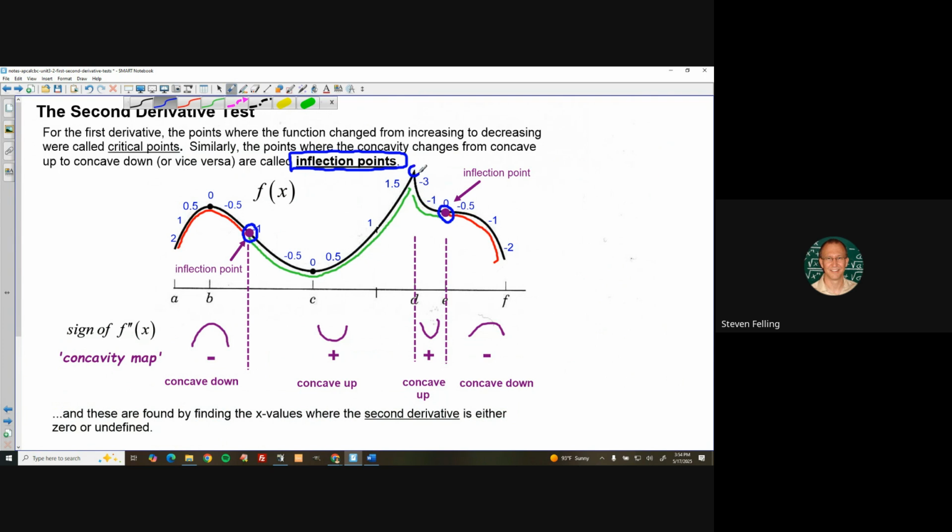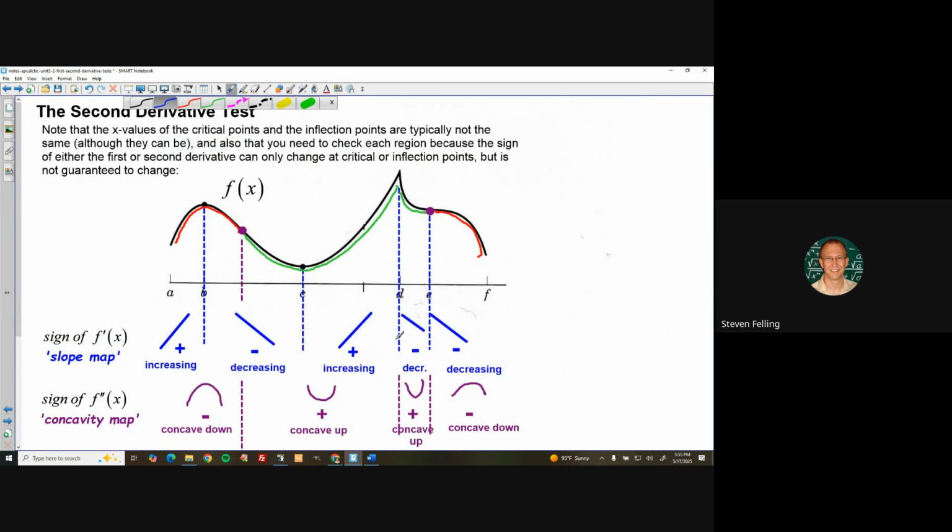This point, while it's a critical point, is not an inflection point because the curvature was concave up on this side and is still concave up on this side. So below a curve here, we could look at the signs of the second derivative and make what we might call a concavity map. Wherever the second derivative is negative, the curve has a generally downward curving shape and an upward curving shape where it's positive. Upward curving in this region, downward curving in this region, changing at potential locations of inflection points.